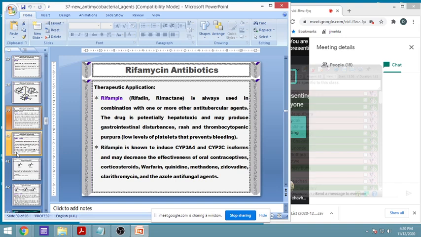It is one of the most important drugs there. These two, as I told you, INH and rifampicin, are always there, and they are a must in the treatment. The drug is also potentially hepatotoxic and may produce gastrointestinal disturbances, rash and thrombocytopenia.